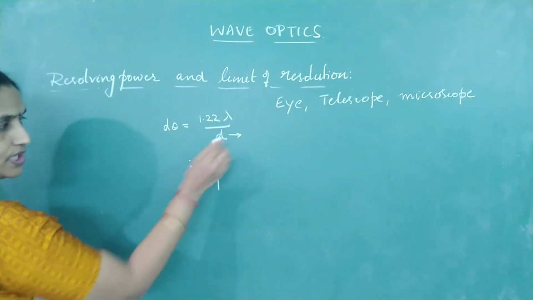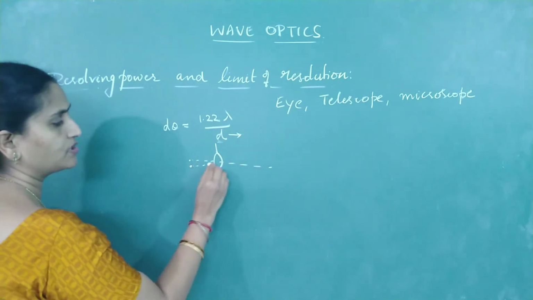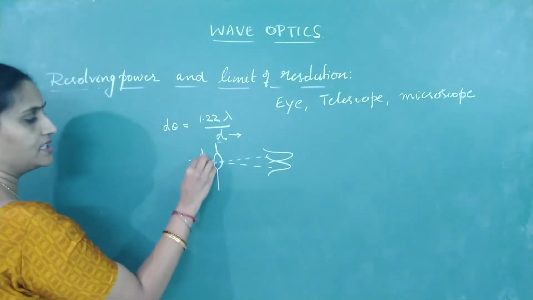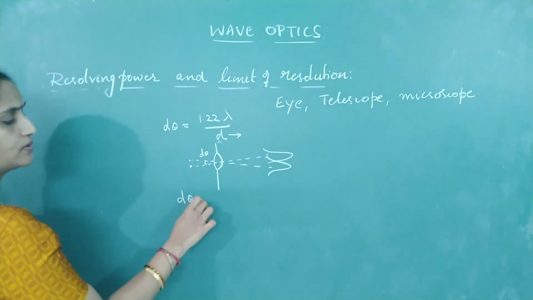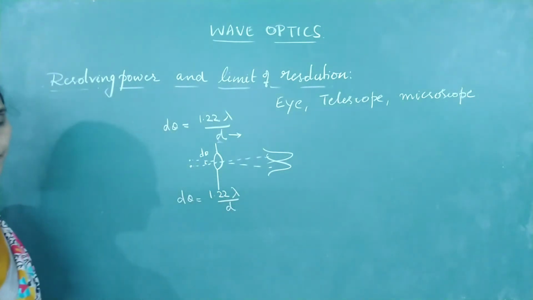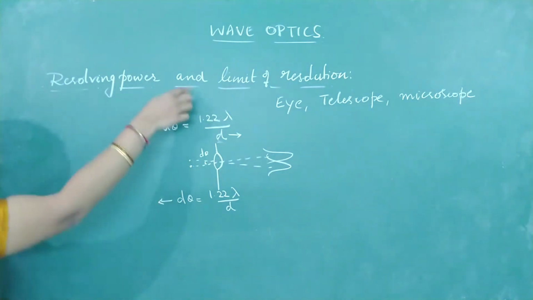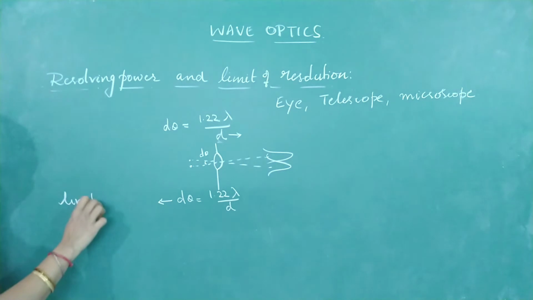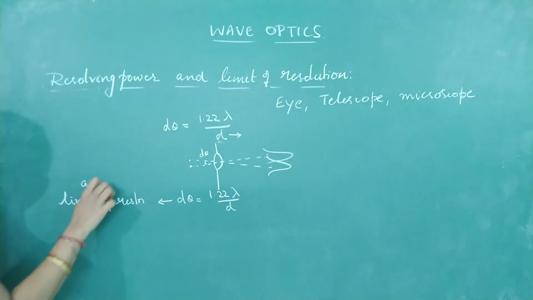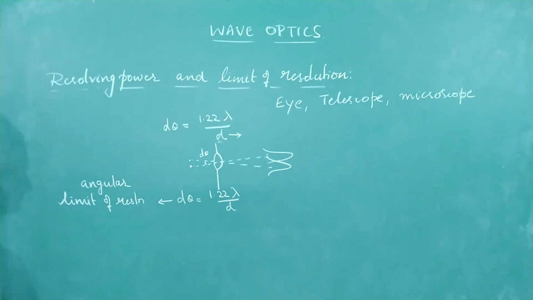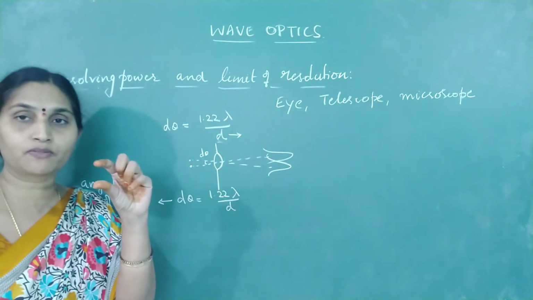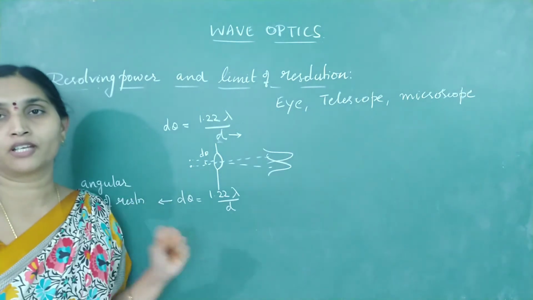So if d is the size of the aperture, what should be the angular separation between them to get the just resolved condition? This angle d theta must be equal to the same 1.22 lambda divided by small d. We call this angle itself the angular limit of resolution. Smaller the angle, better is the resolving power. If this angle becomes very, very small, then the instrument has a very good resolving power.